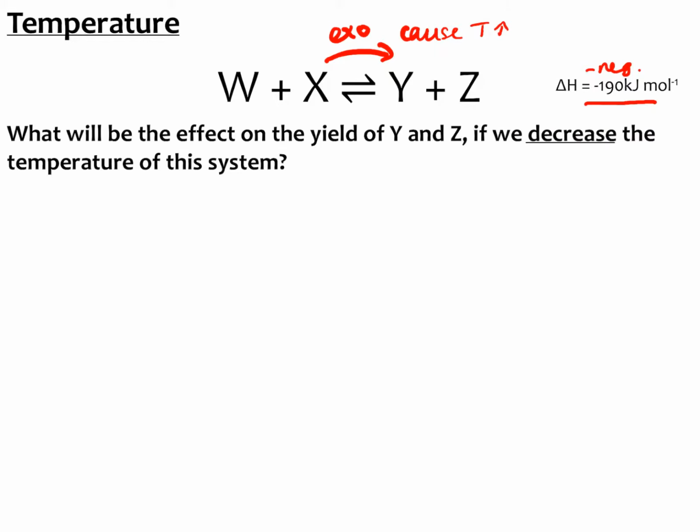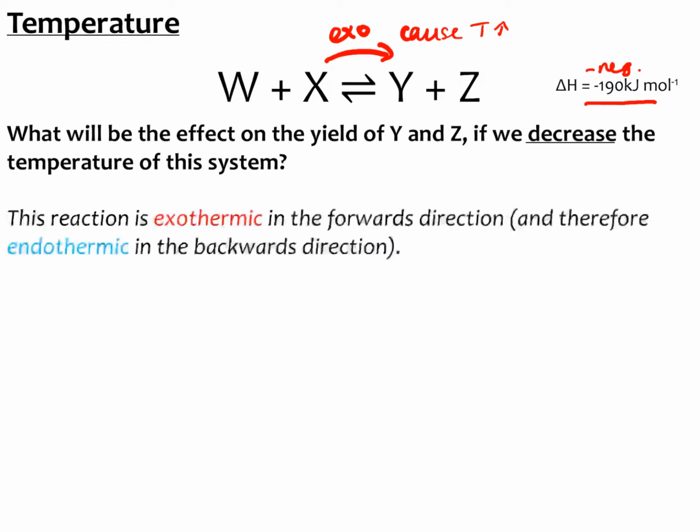So let's think about this then. What will be the effect on the yield of Y and Z if we decrease the temperature of this system? Say we put the box in the fridge. Well, as we've said, the reaction is exothermic in the forwards direction and therefore endothermic in the backwards direction. It's always the first thing you've got to think about.